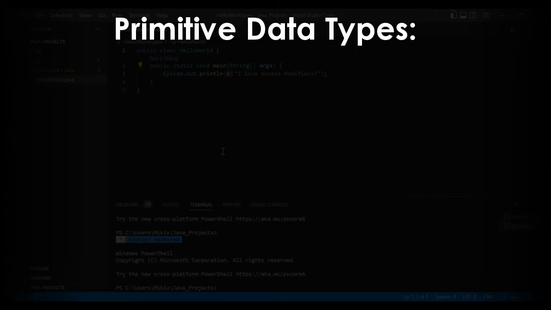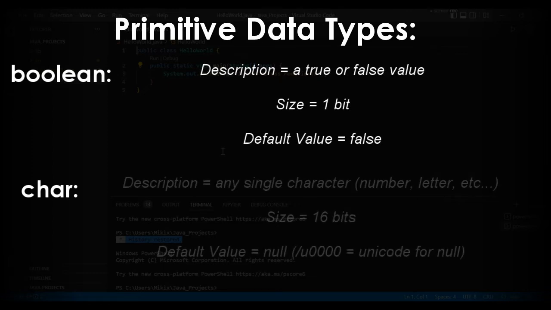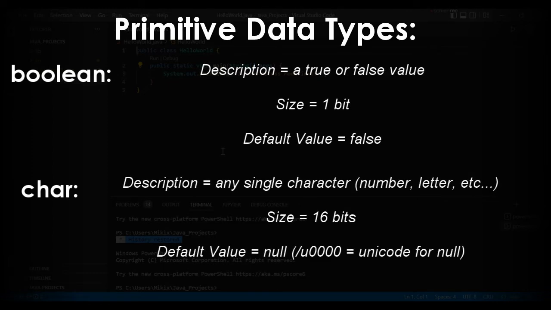The last two primitive data types are simple: Boolean and Char. Boolean stores a true or false value, and Char stores any single character. Boolean uses 1 bit of storage, and Char uses 16 bits. All numerical data types have a default value of 0, Boolean has a default value of false, and anything else will generally have a default value of null.